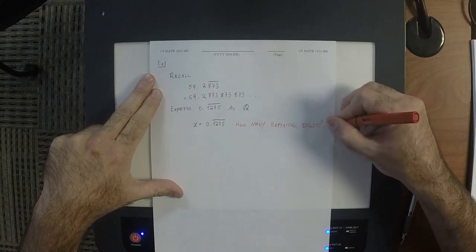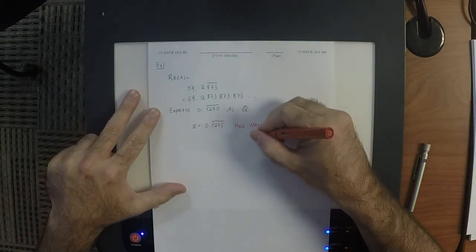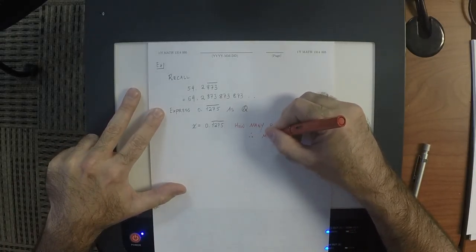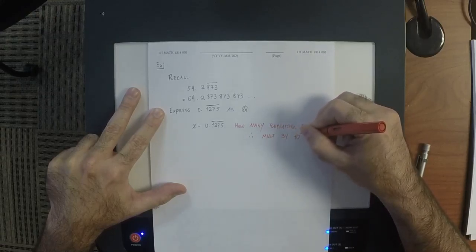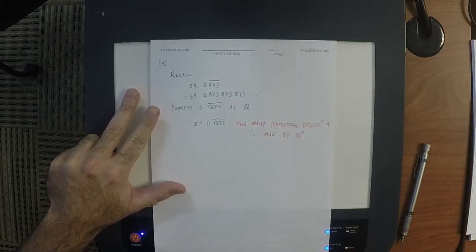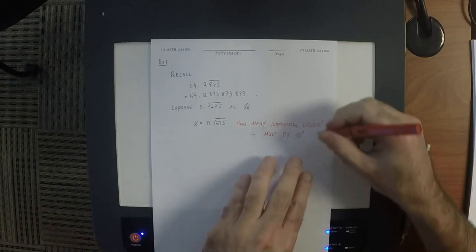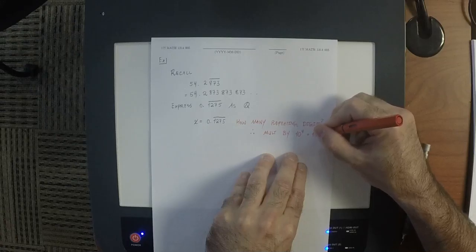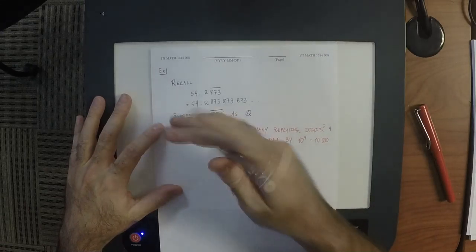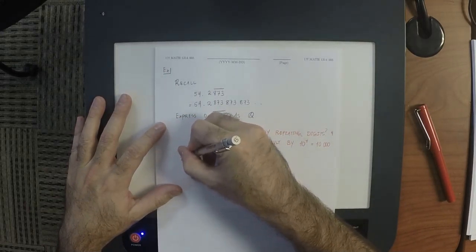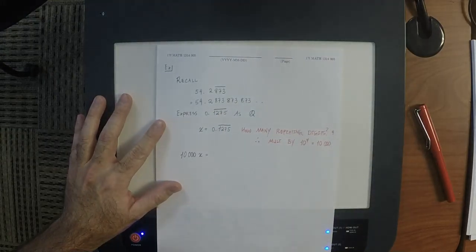So how many? There's four, right? One, two, three, four. So I could give you a long one that had like 13 digits, and then the answer would be 13 or whatever. So how many repeating digits? There's four. So as a result of that, we're going to multiply by 10 to 4. If there had been 8 repeating digits, we would multiply by 10 to 8. 10 to 4 is, of course, 10,000.